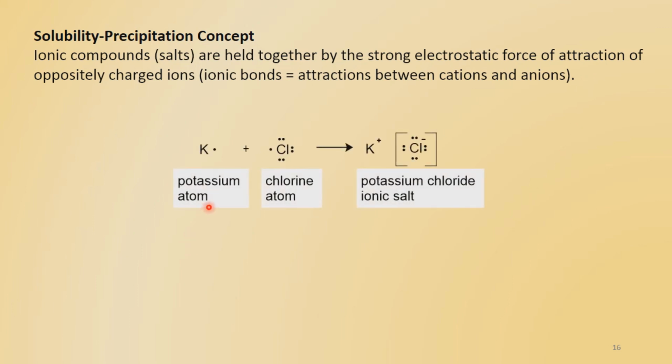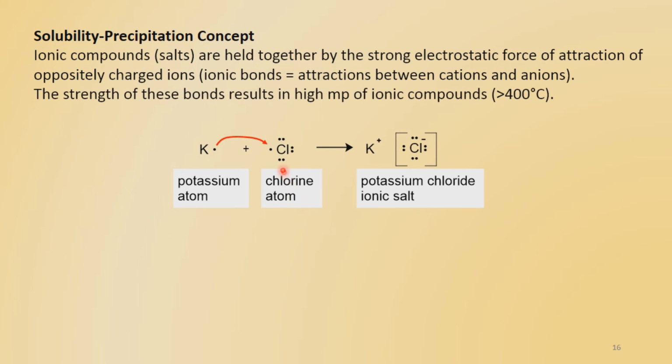So look at the formation of potassium chloride, an ionic salt. Potassium metal is a reactive group 1A metal with one valence electron it wants to lose, and chlorine is a reactive 7A nonmetal that needs one electron to complete its octet. So they react, potassium giving its electron to chlorine, forming potassium ions and chloride anions. We have a potassium chloride salt.